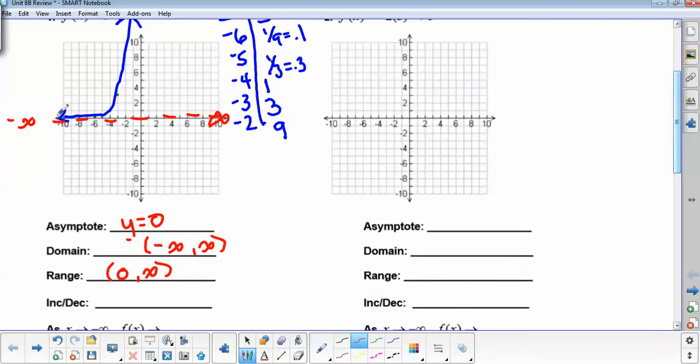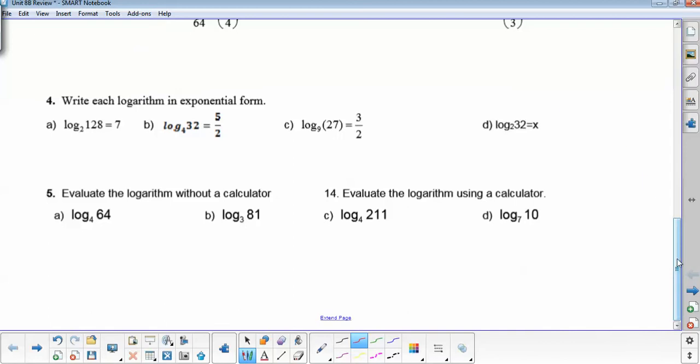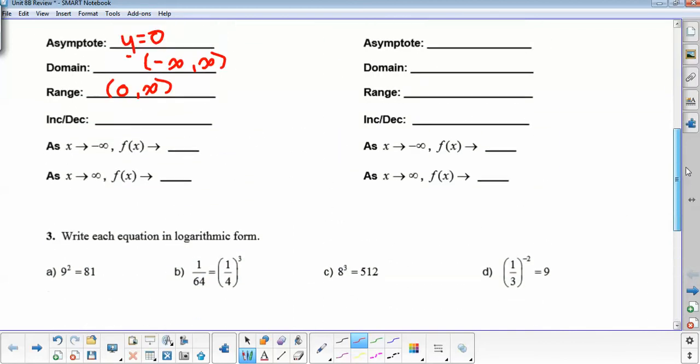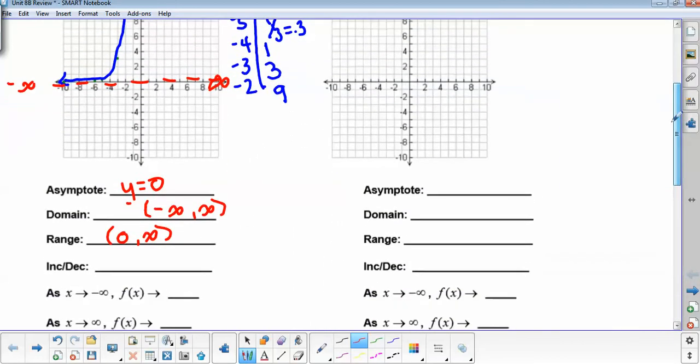This graph is always increasing. It's actually an example of exponential growth. So increasing. And the end behavior. As x goes to -infinity, that's over here, that's the left side of my graph, the y is getting closer and closer to the horizontal asymptote, so it's approaching 0.